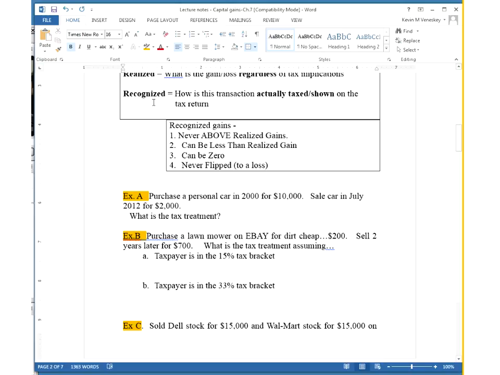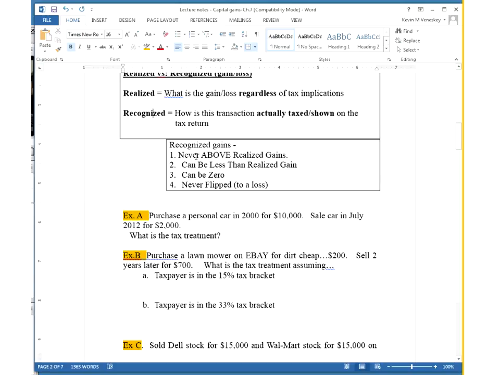recognized gains can never be above realized gains. If you have a realized gain of 6,000, it'd be impossible to have a recognized gain of 7,000. Now with losses, it can be different, but with gains, it can't. Recognized gains can be less than realized gains, and we'll see that. So gains can never be above.